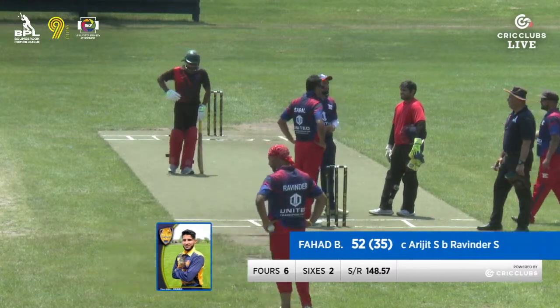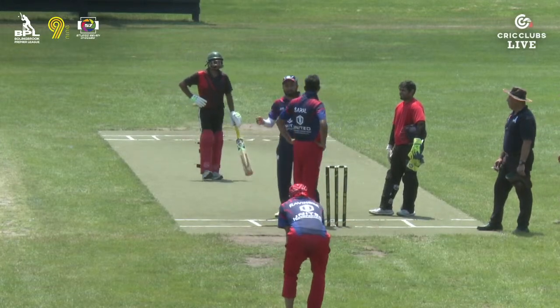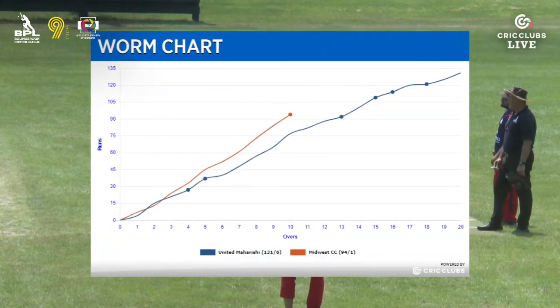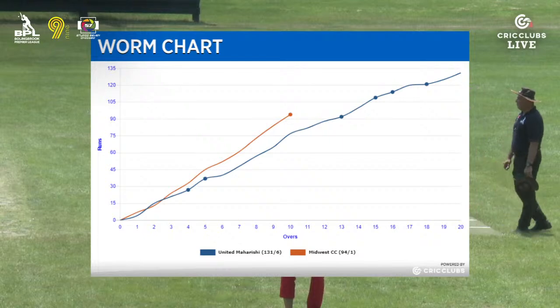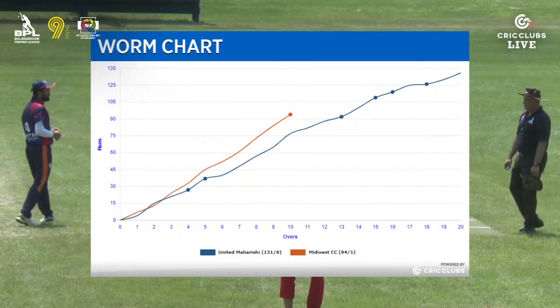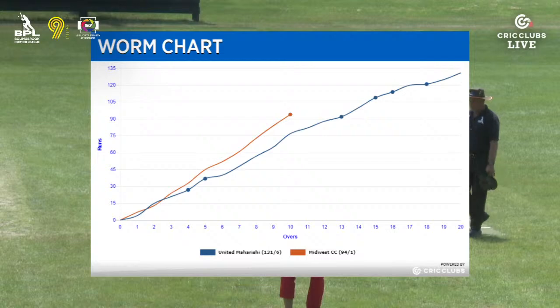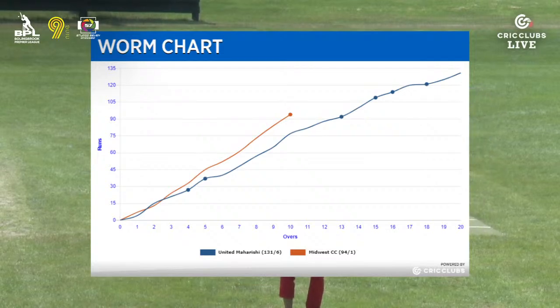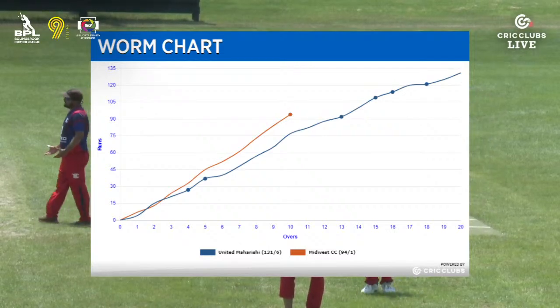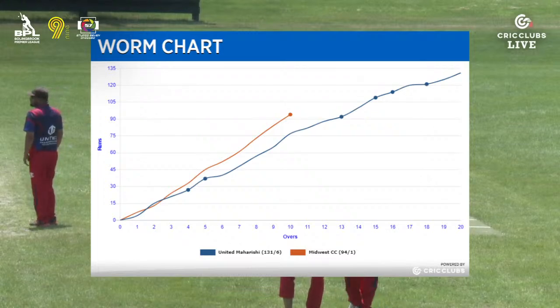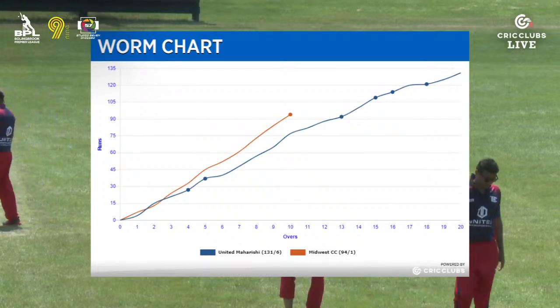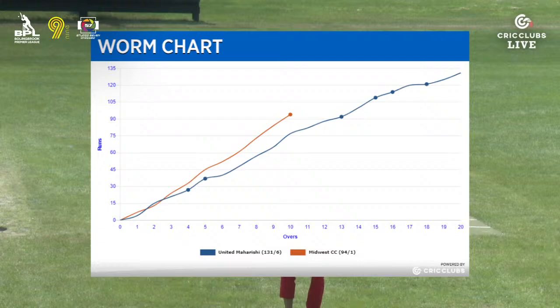by Fahad. And certainly a big contribution to help bring Midwest. There we'll see the Worm, Midwest Cricket Club well ahead of the game at this stage, even at the point where United Maharishi were accelerating. They did tail off at the end of their innings due to some good bowling and fielding by the Midwest Cricket to peg them back. And so Midwest are well ahead right now.